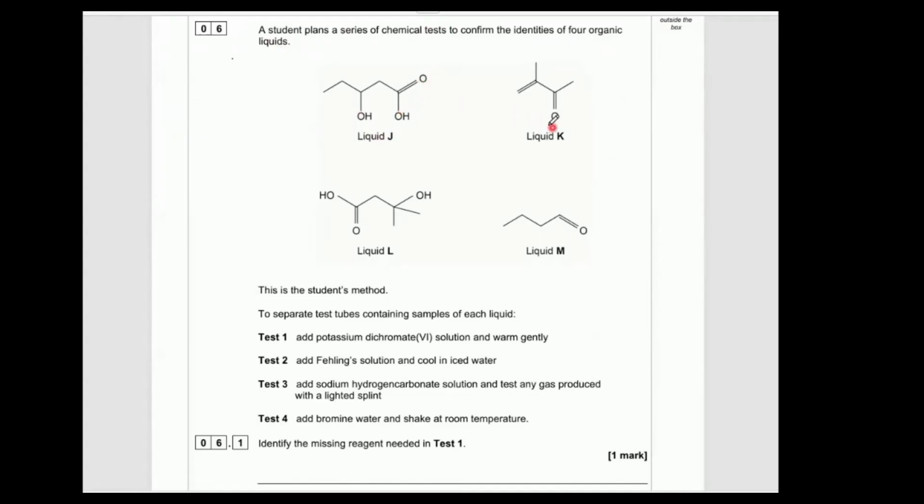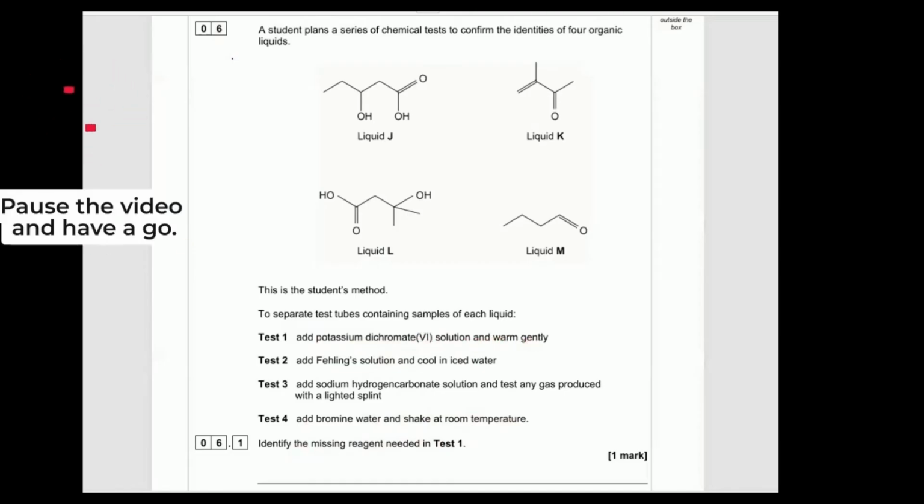And you can see here we've got 4 compounds, J, K, L, and M, with different functional groups. We've got the skeletal formulas, and this is the student's method for identifying these compounds. Test 1, separate tubes containing samples of each liquid, add potassium dichromate solution and warm gently. Test 2, add Fehling's solution and cool in ice water. And test 3, add sodium hydrogen carbonate solution and test any gas produced with a lighted splint. Test 4, add bromine water and shake at room temperature. Identify the missing reagent in test 1.